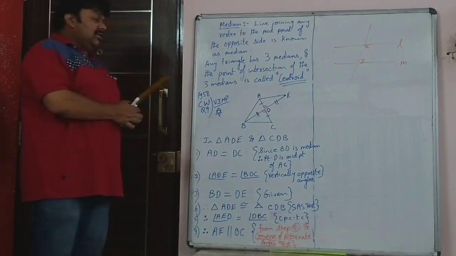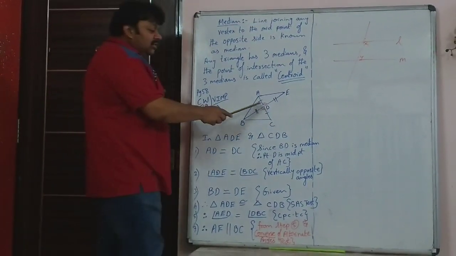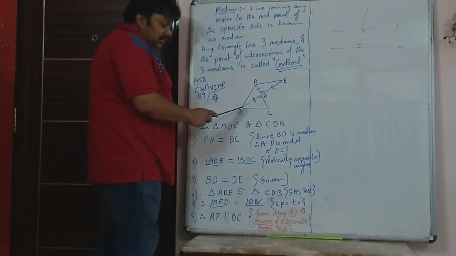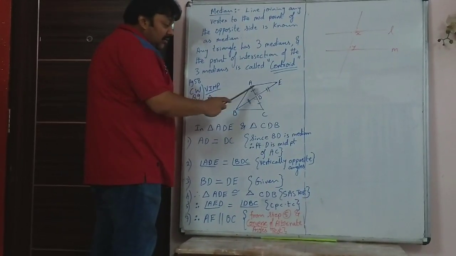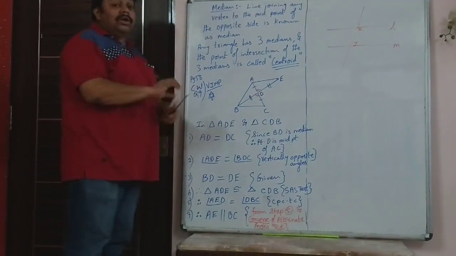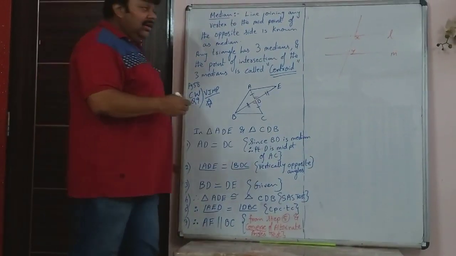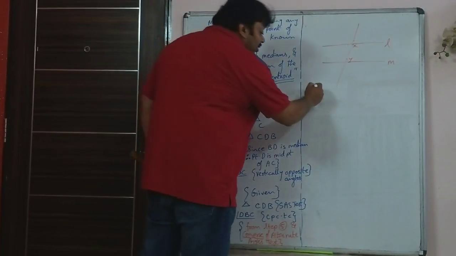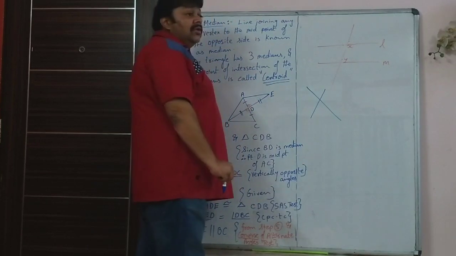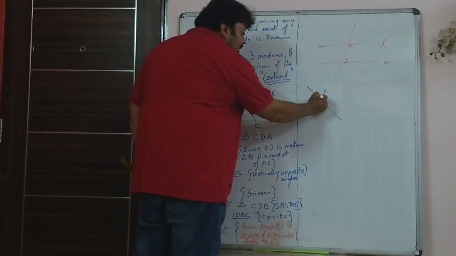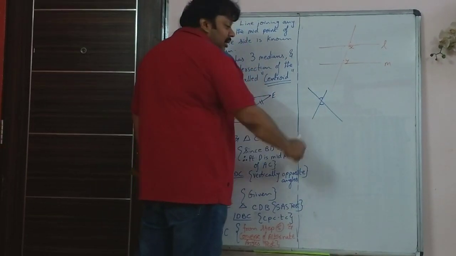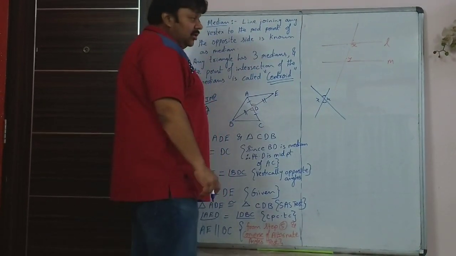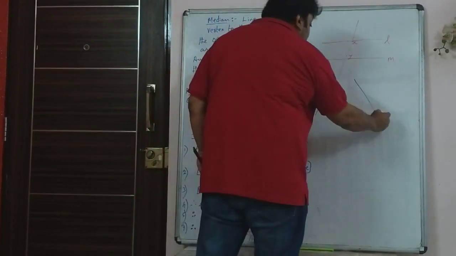So in this case it is simple. You already know D is the midpoint, so AD is equal to DC. Then you know that these two angles are vertically opposite. Now what are vertically opposite angles? Be very clear. Anything that looks vertically opposite is not vertically opposite. It has to be two straight lines intersecting each other. Only then you can say that this and this are opposite angles, or this and this are vertically opposite angles.